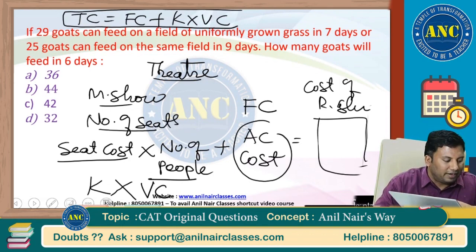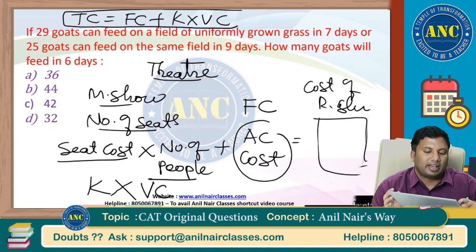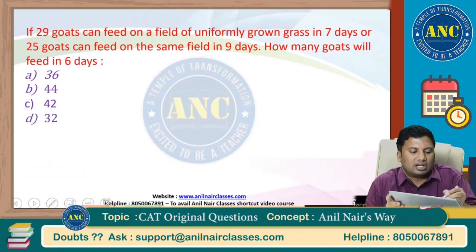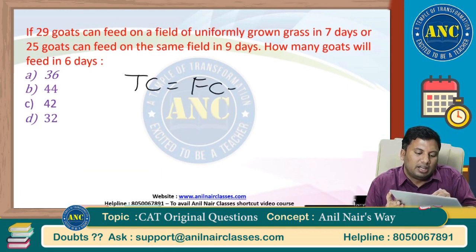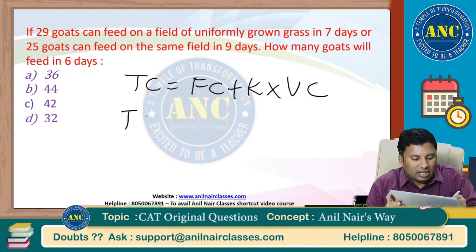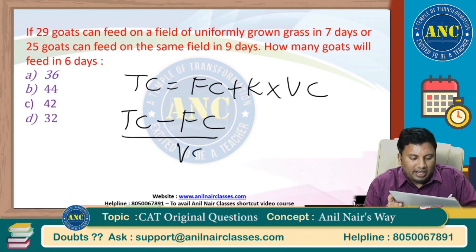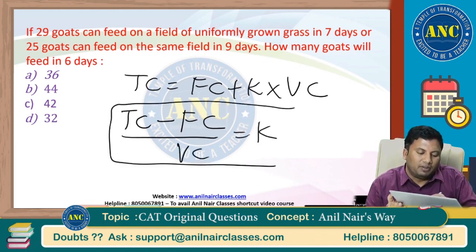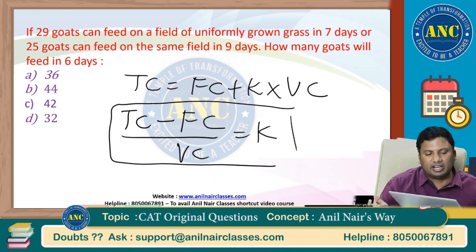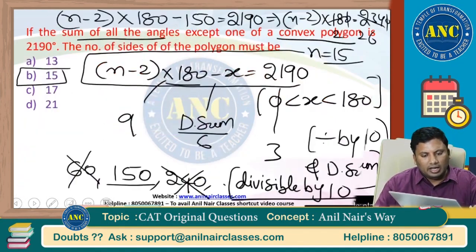If you solve it, total cost is equivalent to fixed cost plus K into variable cost. If I use this concept, total cost minus fixed cost by variable cost is nothing but K. Some people will use this method, that is also a convenient method, but direct relation can be solved by using this concept also. I hope it is clear. Next one. Any other questions are there?